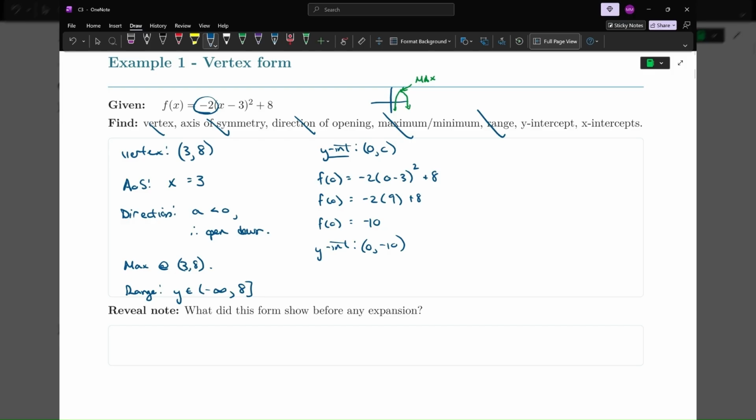Done. Now notice I could have got the y-intercept from standard form, but I didn't need it. I don't need to expand that quadratic out from vertex form to standard form. I can just use my given form, vertex form, to find the y-intercept.